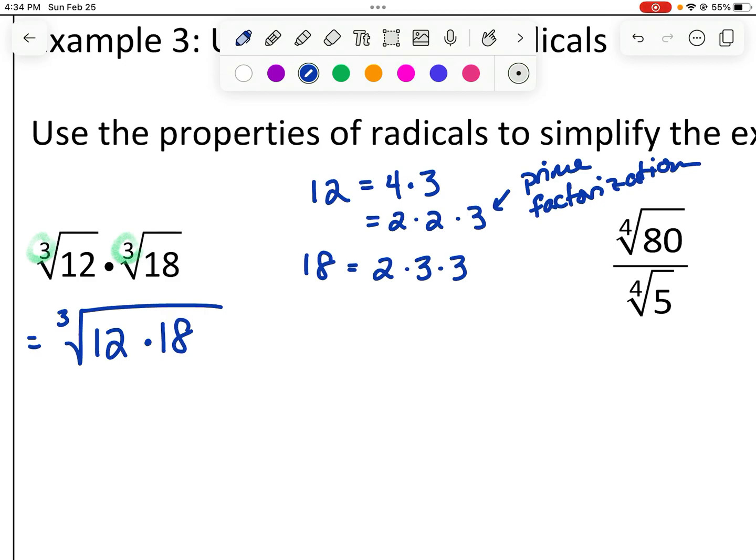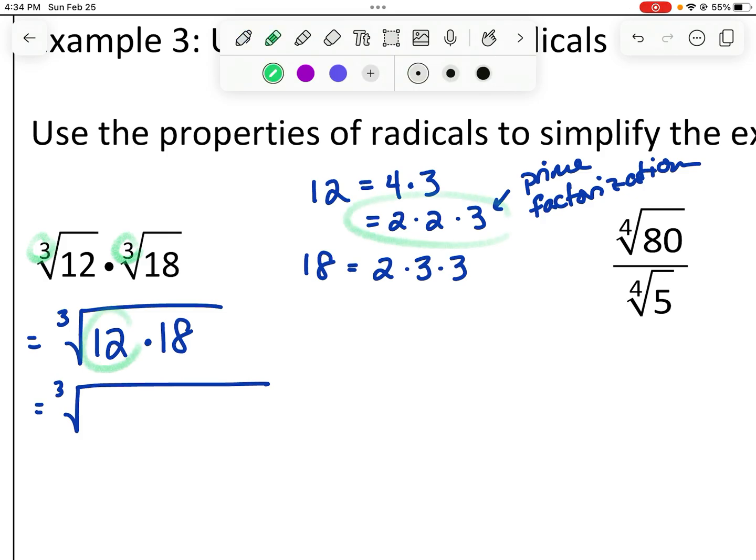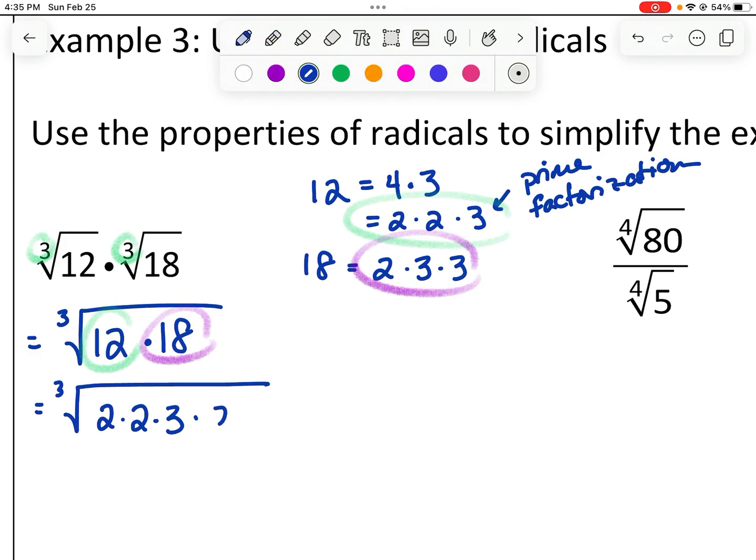All right, so now I can rewrite this as the cubed root. Instead of 12, I'm going to use the prime factorization. 2 times 2 times 3. Instead of 18, I'm going to use the prime factorization of 18. Times 2 times 3 times 3.